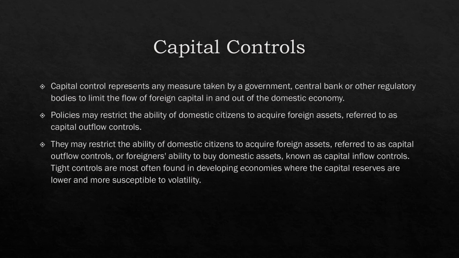Yeah, my last slide is on capital controls. Capital control represents any measure taken by a government or a central bank or a regulatory authority to limit the flow of foreign capital in or out of the economy. So they're trying to control the balance of payments by not letting too much capital go out of the country. It may also restrict the ability of domestic citizens to acquire foreign assets, and that's referred to as capital outflow controls.